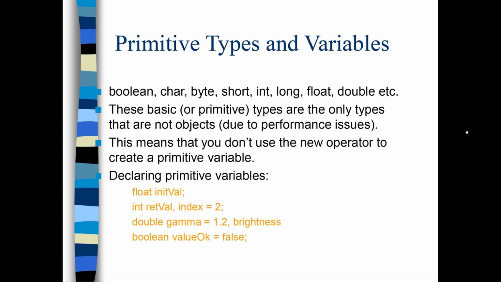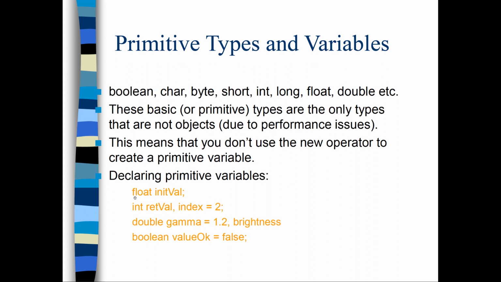So what does this mean? This means that you don't use the new operator to create a primitive variable. For objects, we know how we initialize those using a new operator. Whenever we create an instance of anything, we need to allocate memory for that. And in Java, we use the new operator to allocate new memory or create a new instance of that particular class. So in Java, for primitive data types, there is no need to use the new operator.